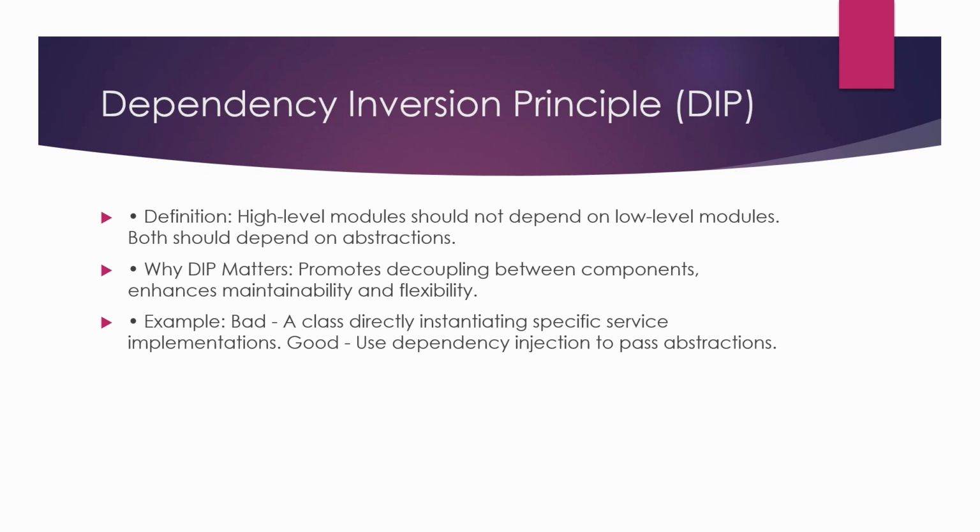The last of the five principles is the Dependency Inversion Principle, or DIP. According to this principle, high-level modules should not depend on low-level modules. Both should depend on abstractions. This promotes loose coupling between components and improves maintainability. In practice, we achieve this by using dependency injection to pass in abstractions instead of concrete implementations.